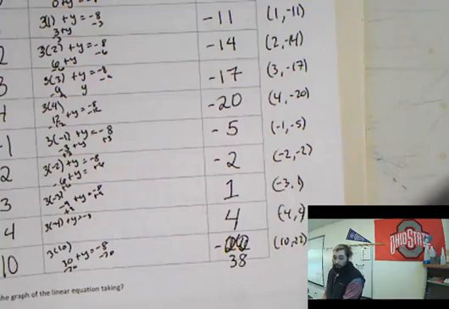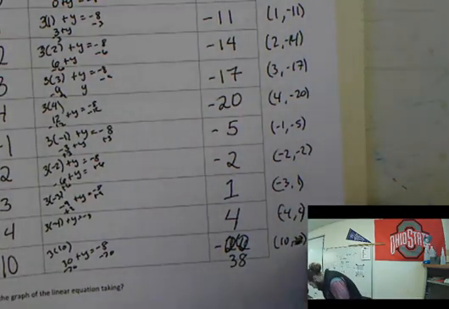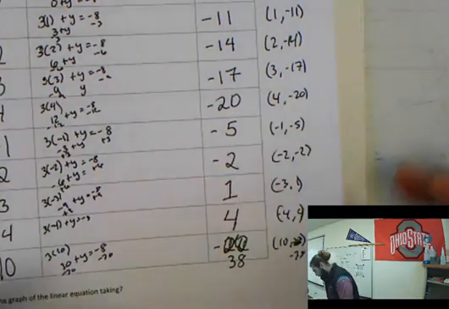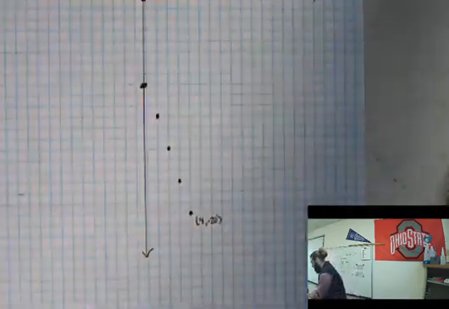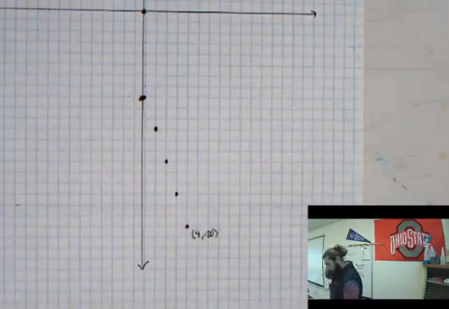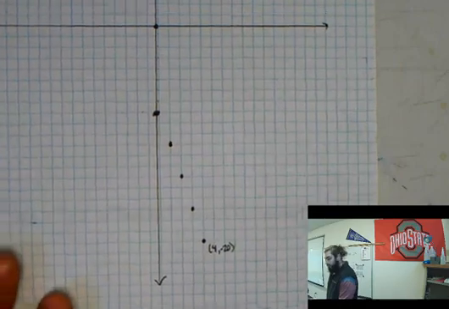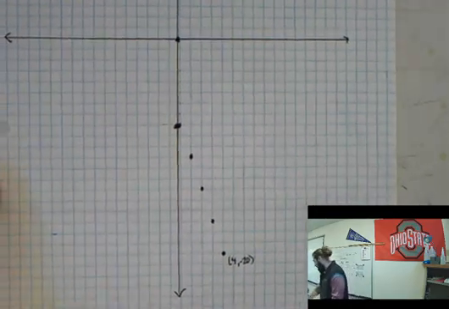Hopefully you all caught that before I did. Negative 38, so it's going to be a ways down there. It's okay. No big deal. So, we got 4, negative 20. Now we're going the opposite direction with our negative x values.